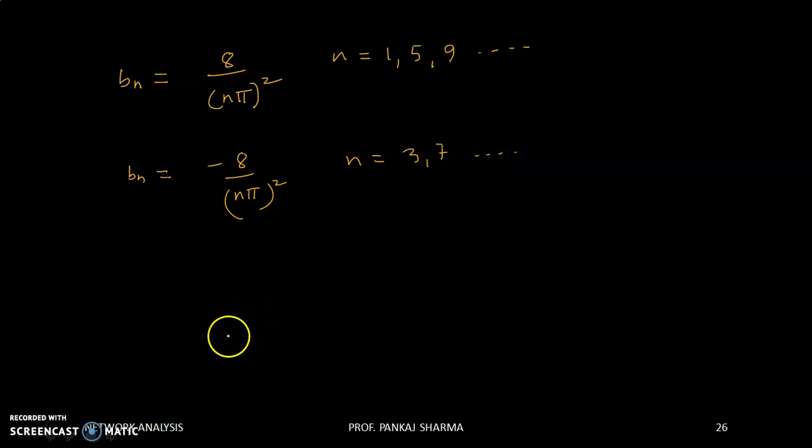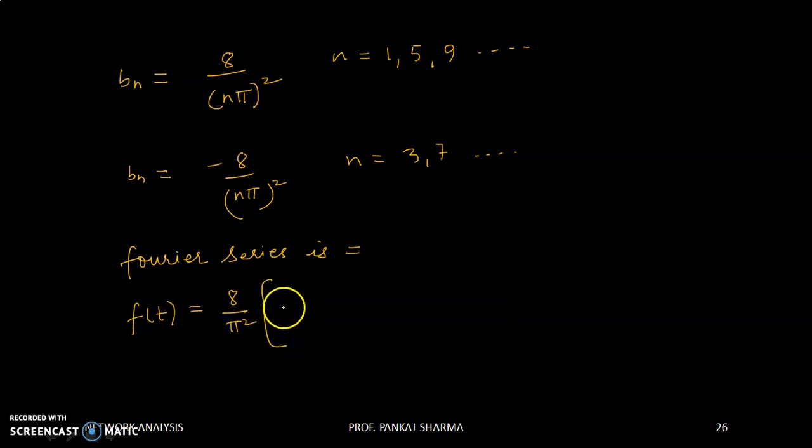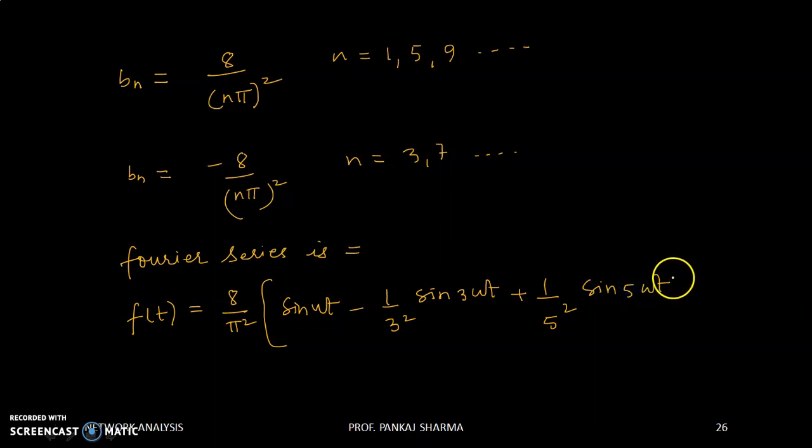So the Fourier series is f of t is equal to 8 by pi square, I have taken common, so it is sin omega t minus 1 by 3 square sin 3 omega t plus 1 by 5 square sin 5 omega t and so on.